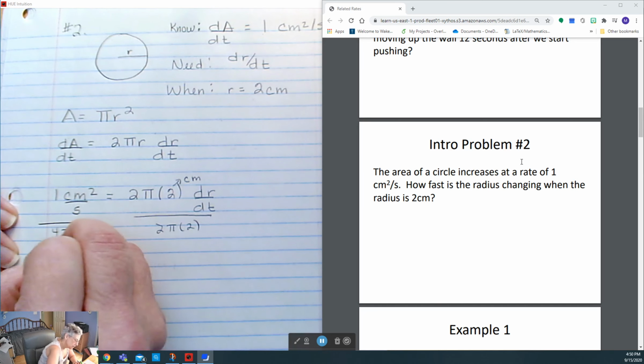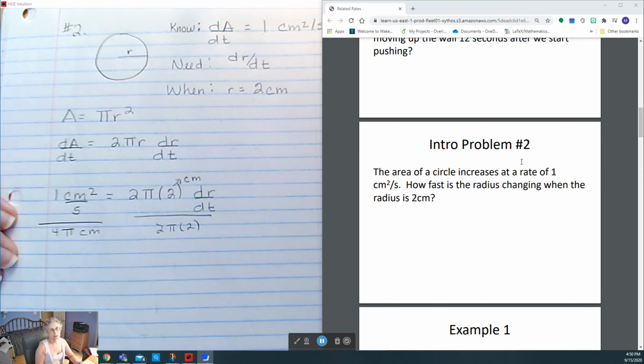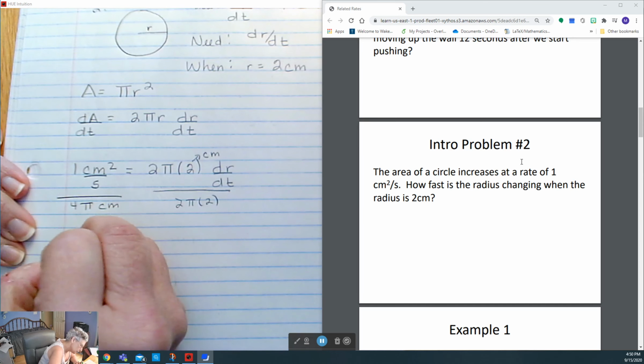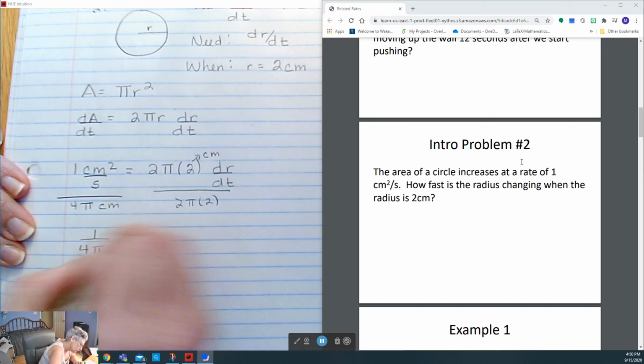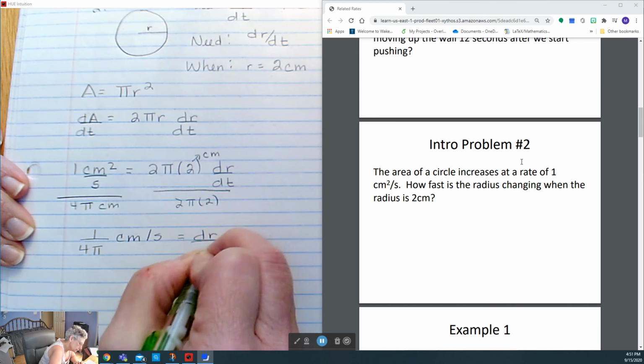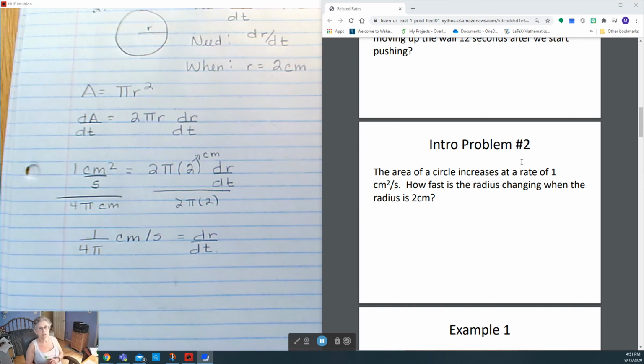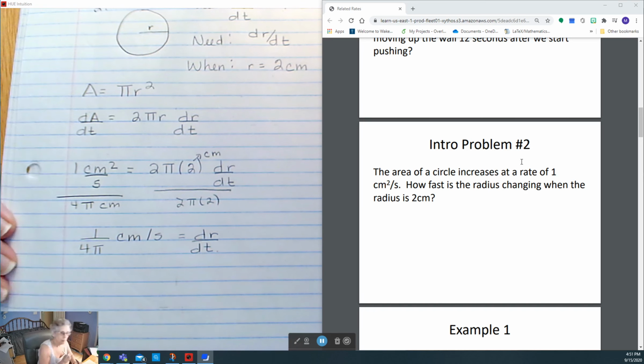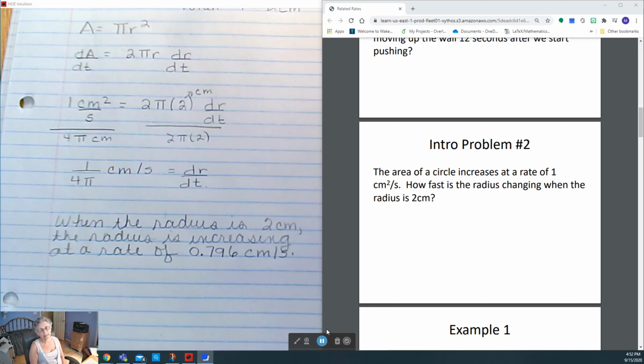And remember, there's a centimeter that's coming over here, so when I divide centimeters squared by centimeters, I'm going to end up with 1 over 4 pi centimeters per second is dr/dt. I'm going to write down this sentence. I'm not going to make you watch me. I'll pause. So like I did before, when I wrote my sentence, I went ahead and made it into a decimal answer because my brain has no idea what 1 over 4 pi centimeters looks like, but I have a better idea what about 8/10 of a centimeter looks like.